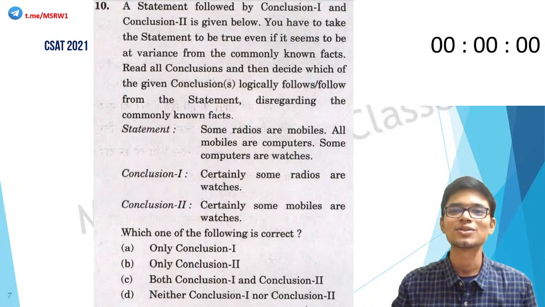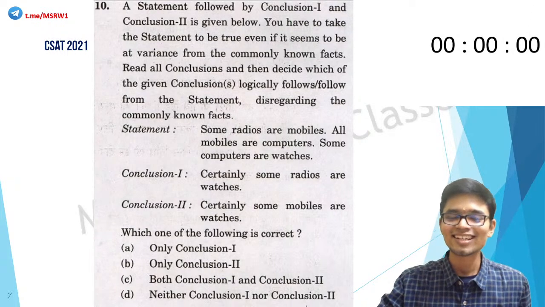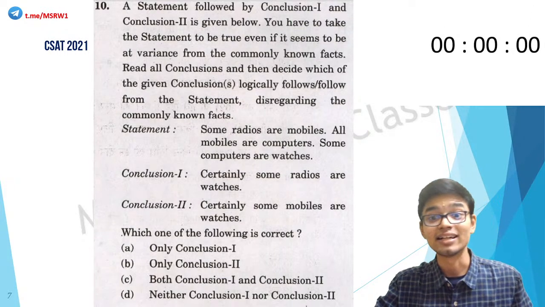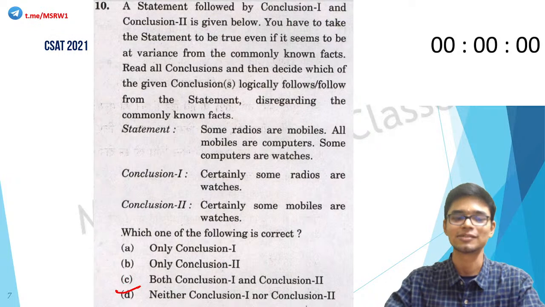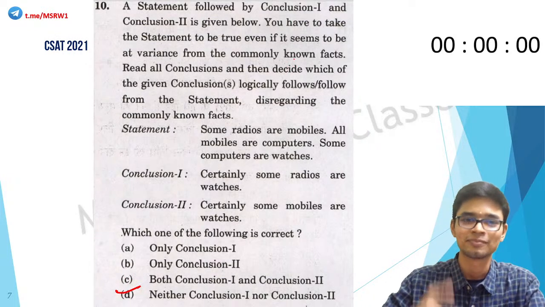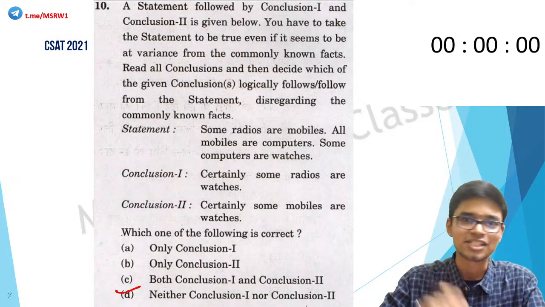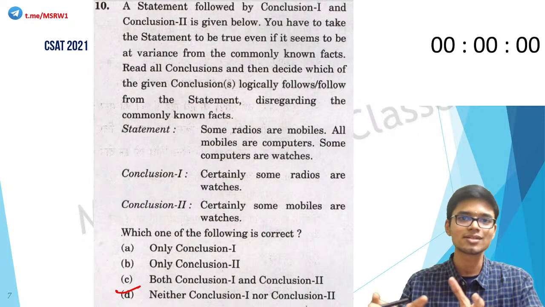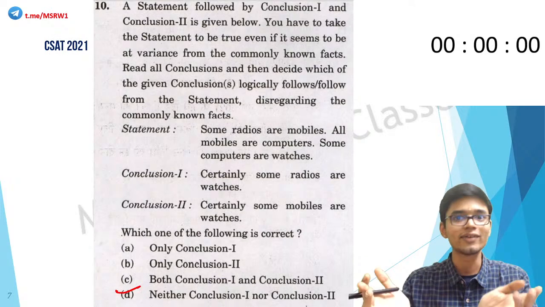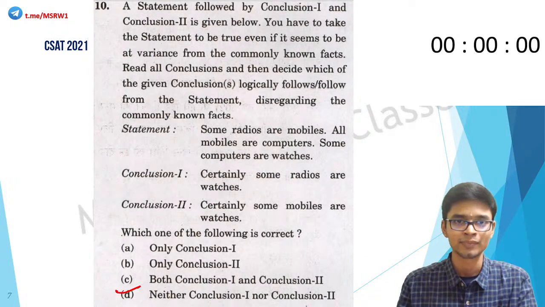All right. So time's up. Correct answer is actually option D. Okay. Option D is the correct answer. D for dog, last one. I will tell you why. Let's see the question. Okay. Statement says, some radios are mobiles. So whenever these kinds of questions come, the best way to do it is to make a Venn diagram out of it, if you can.